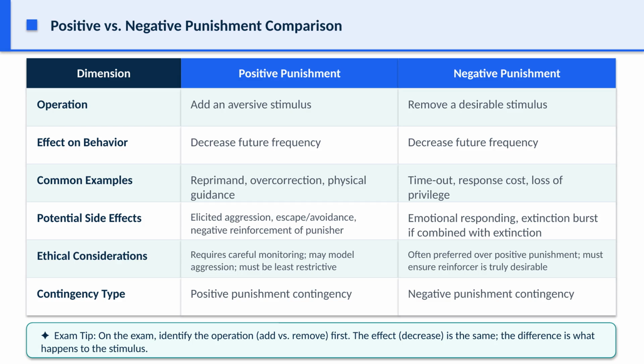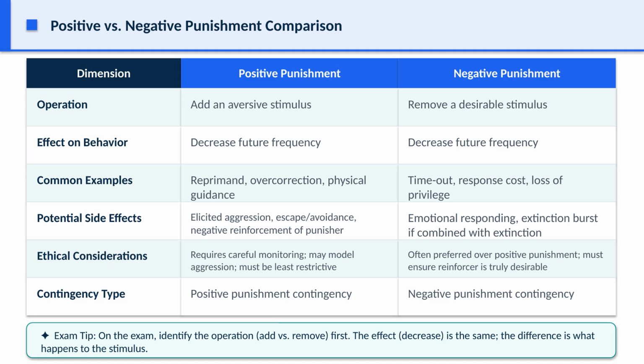This slide lays out the critical distinction between positive and negative punishment, both of which serve the same function, decreasing future behavior, but through opposite operations. Positive punishment adds an aversive stimulus, like reprimands or overcorrection, while negative punishment removes a desirable stimulus, such as through timeout or response cost.